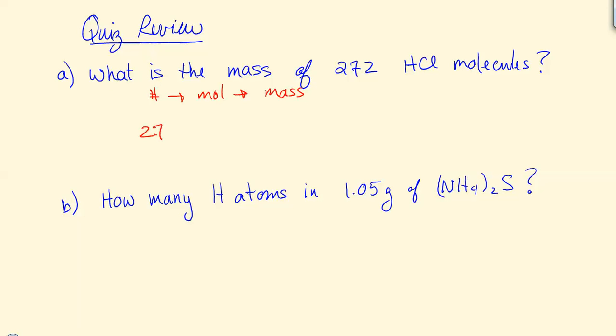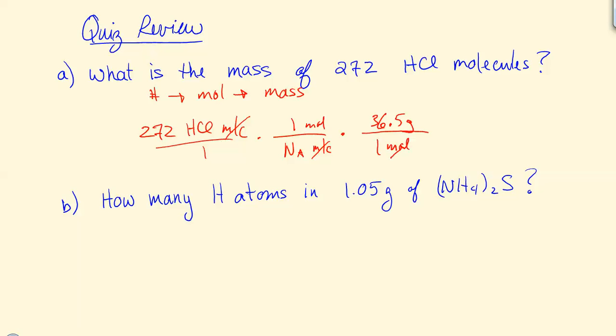So 272 HCl molecules, and we're going to divide by Avogadro's number because in 1 mole there are 6.022 times 10 to the power of 23 molecules. And those units cancel out, and I'm left with moles, and then I'm going to multiply by the molecular mass of HCl, which is 36.5 grams in 1 mole, and those units cancel out, and you get your final answer then.